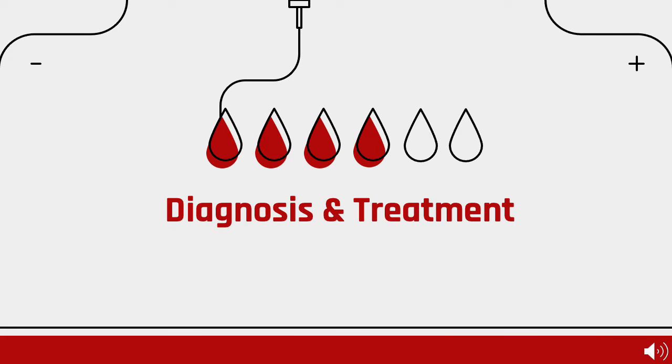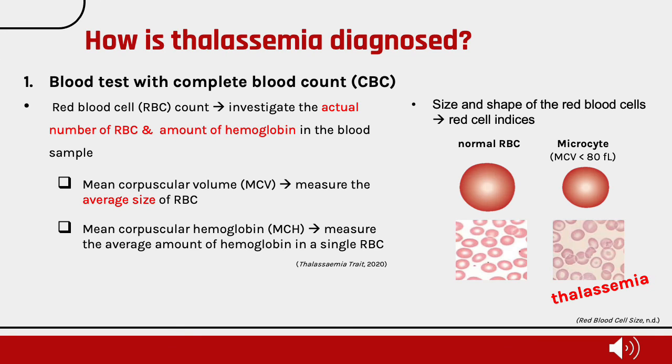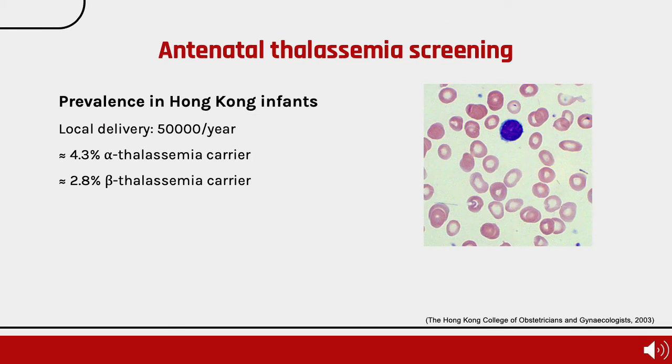In the following slides, diagnosis and treatment will be discussed. There are several ways to diagnose thalassemia. First of all, blood tests with complete blood counts can be used to investigate the actual number of red cells and amount of hemoglobin in the blood sample. By calculating the mean corpuscular volume and mean corpuscular hemoglobin, we can measure the average size of red cells and the average amount of hemoglobin in a single red cell respectively.